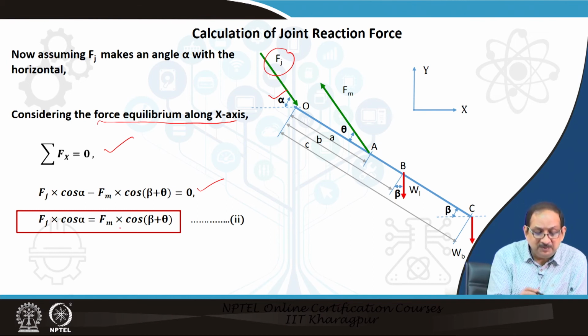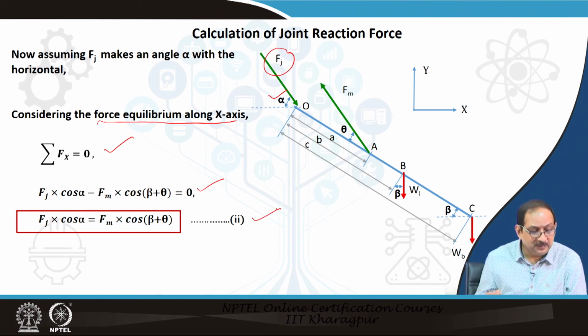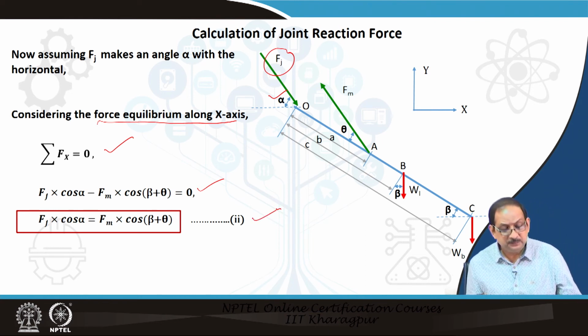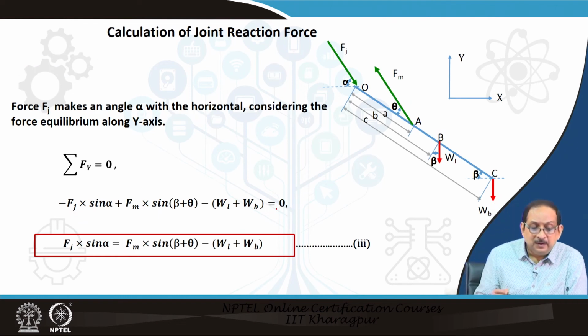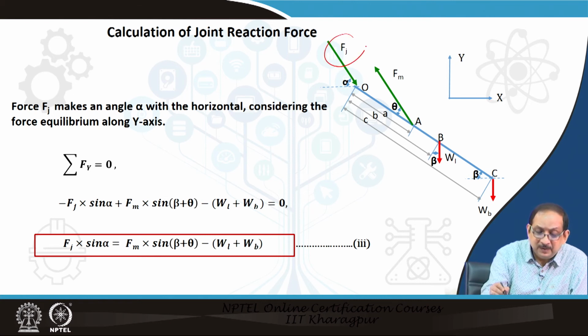So, Fj can be related to Fm according to equation number 2. The force Fj makes an angle alpha with the horizontal, and we can also consider the vertical component along the y direction. We can resolve the forces along the y direction.